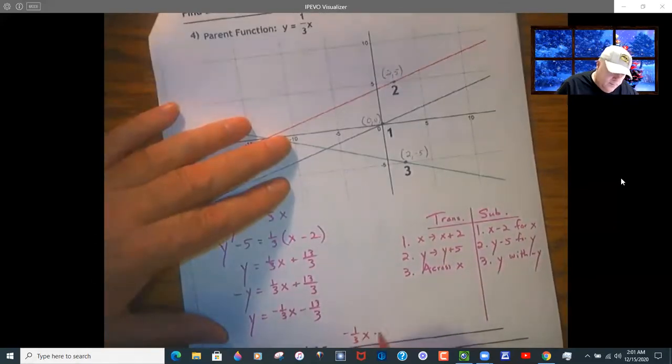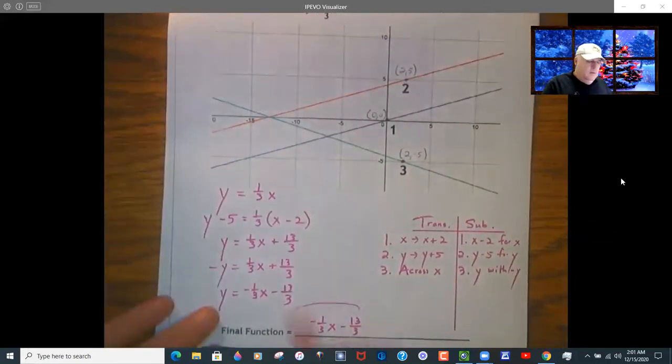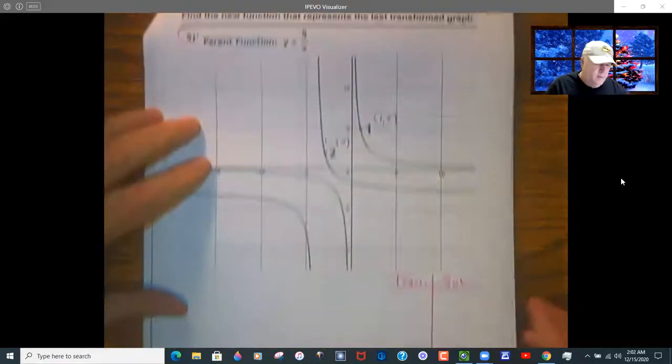These are easier. They're less steps. You don't have the compression stretching because it's too hard to tell with graphs what's going on. So try 5 and then come back to the video.